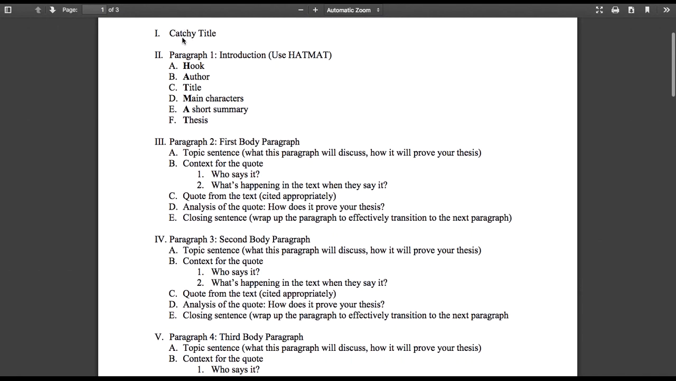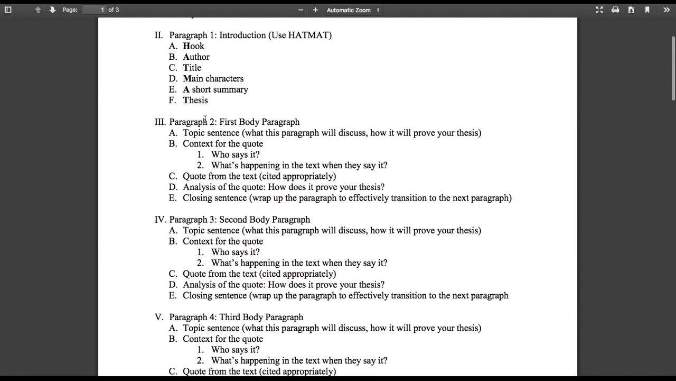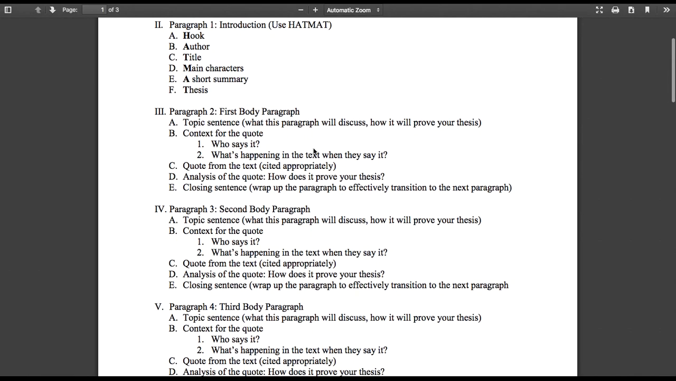So you want to have a catchy title that's short. Your introduction should include a hook, the author and title and the main characters and some background information, and lead into the thesis, the argument. The argument should be the last sentence of the introduction. Then you have the first body paragraph. You need a topic sentence that explains the main idea, how it will prove your thesis, or not prove because we're not using facts to support anything. We're not using statistics or data, but really how it will support your thesis.